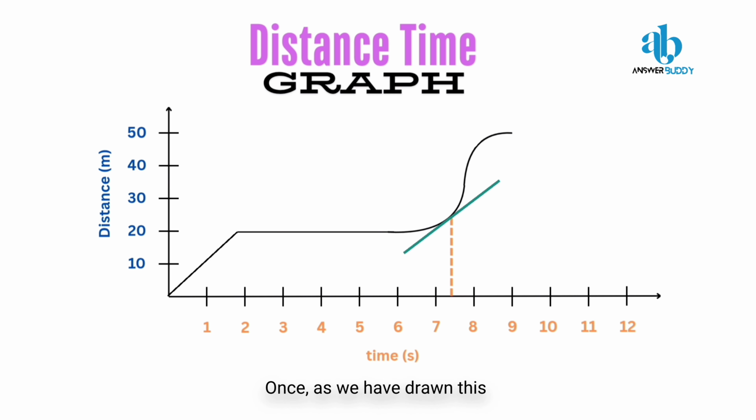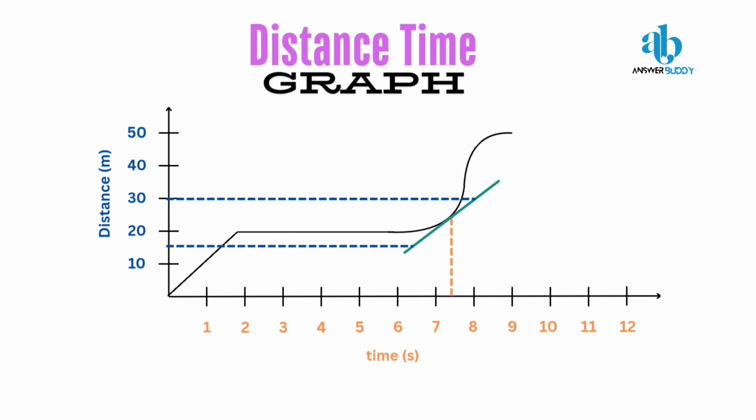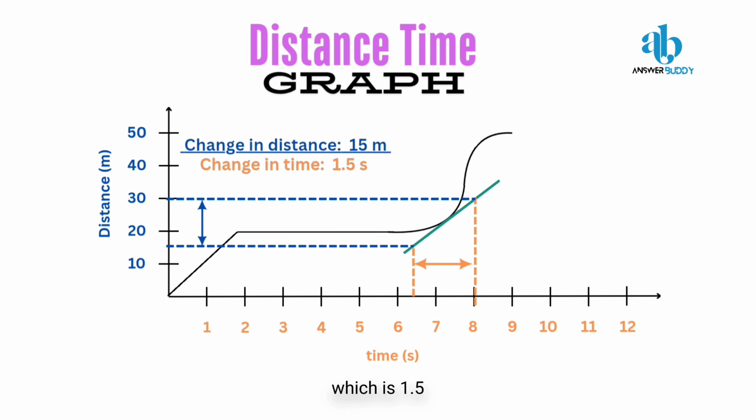Once we have drawn this tangent line, we pick 2 points on it like these two and divide the change in distance, which is around 15 meters, by the change in time, which is 1.5 seconds. That gives us a speed of 10 meters per second.